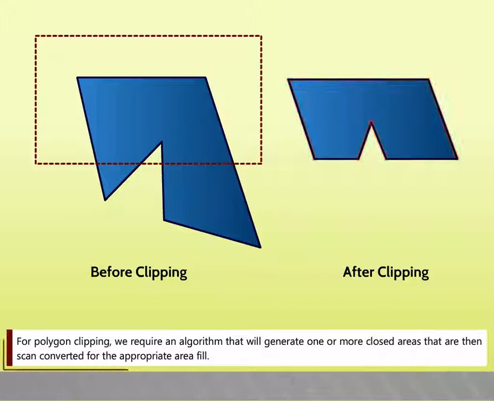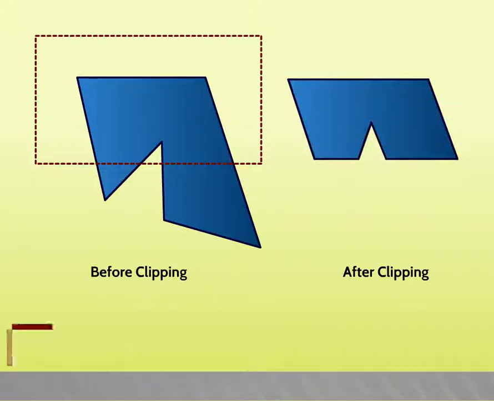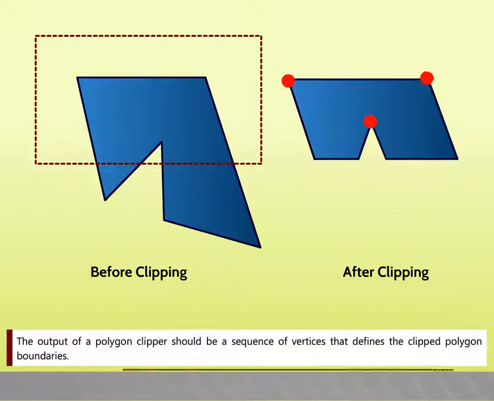For polygon clipping, we require an algorithm that will generate one or more closed areas that are then scan converted for the appropriate area fill. The output of a polygon clipper should be a sequence of vertices that defines the clipped polygon boundaries.